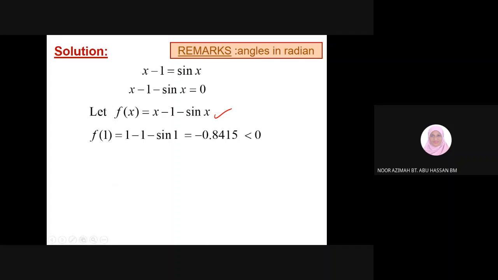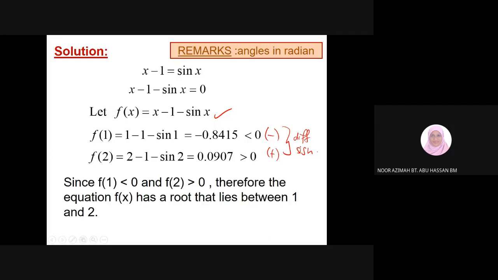So nak tunjuk secara algebraic, kata there's a root between 1 and 2, so you substitute 1, you dapat negative, you substitute 2, you dapat positive. Negative, positive, definitely different sign. So to your conclusion, saying that since satu negative, satu lagi positive, so there's a root lying between 1 and 2.